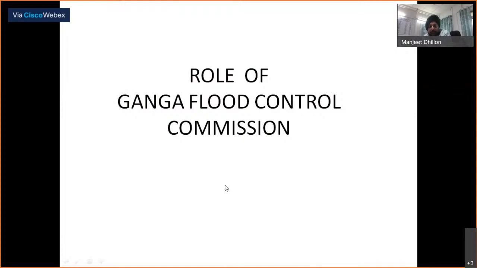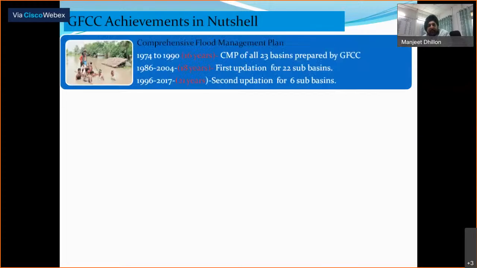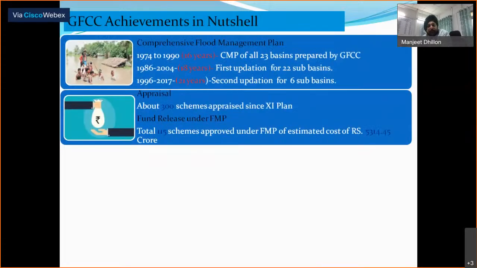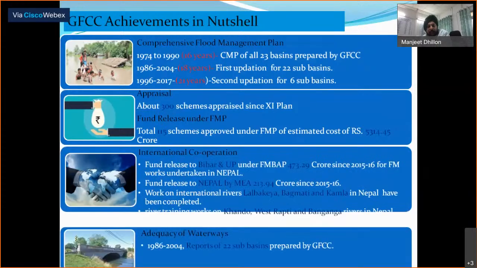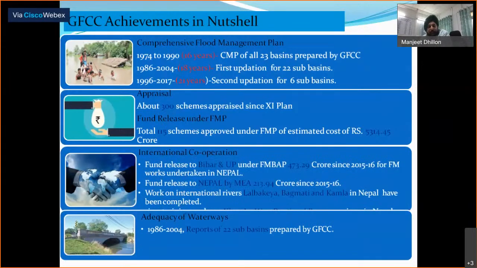The role of the Ganga Flood Control Commission. Well, the Ganga Flood Control Commission has a mandate to prepare comprehensive plans over the Ganga Basin, and they should prioritize in an integrated fashion. We should plan our projects not in a piecemeal manner, but in an integrated approach. These have been our achievements: the first comprehensive management plan, appraisal and international cooperation, adequate waterways.